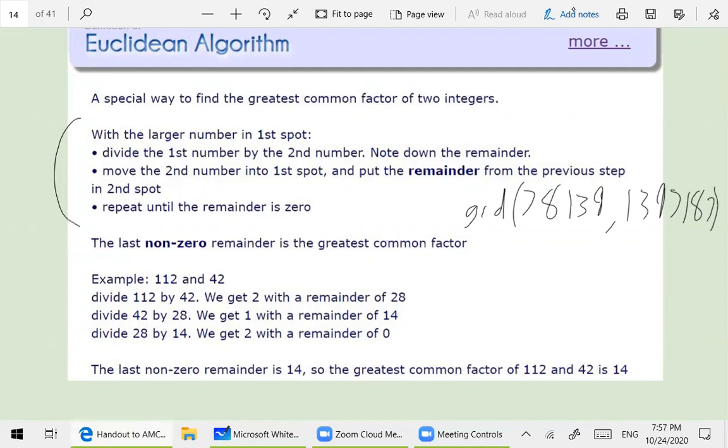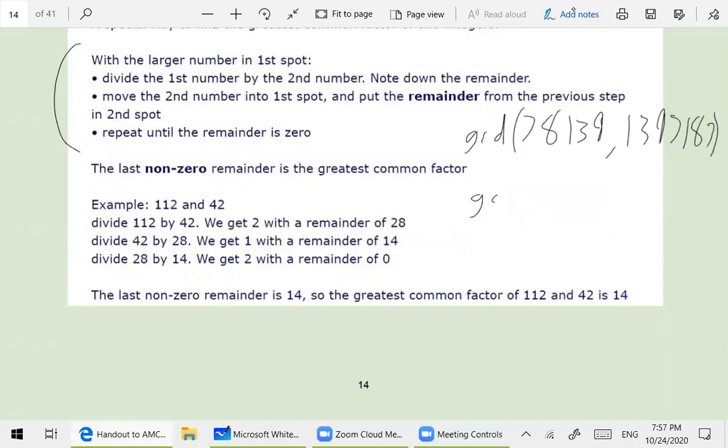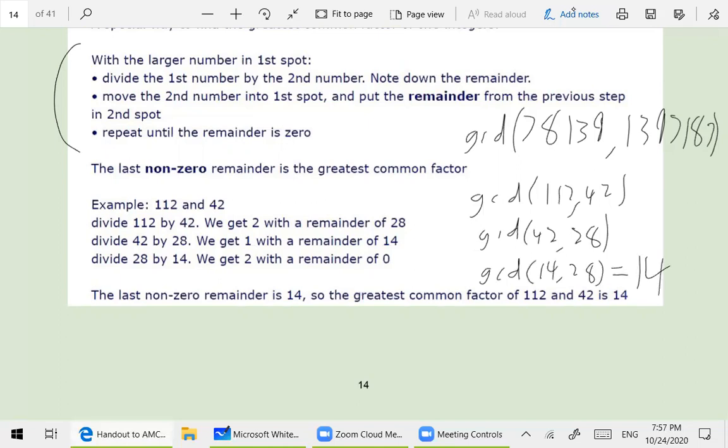Here's basically how it works. For a smaller example, the GCD of 112 and 42, as shown here. The first step of the algorithm simplifies this to 42 and 28. And this goes to the GCD of 14 and 28, which is clearly 14.